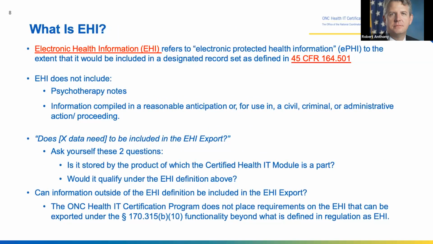So what is electronic health information? So EHI is EPHI. Some of you may know this, but that is electronic protected health information to the extent that it's included in a designated record set as defined at, you will see this clickable link here to the Federal Register notice, but that's essentially the HIPAA designation of what is electronic protected health information. Just as with the HIPAA designated record set, we indicate that EHI does not include psychotherapy notes, nor information that is compiled for a lawsuit, essentially civil, criminal, administrative actions or proceedings.